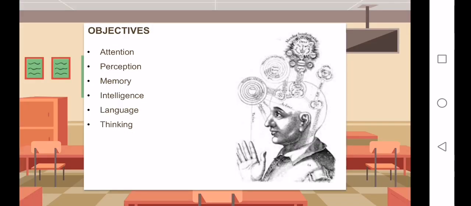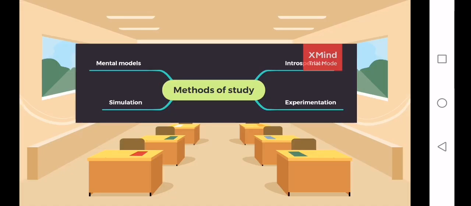Objectives. The cognitive approach is focused on attention, perception, memory, intelligence, language, and thinking of the students. And here we have a mind map about the methods of study that this approach has.